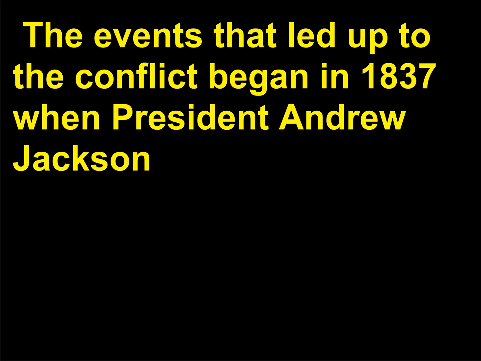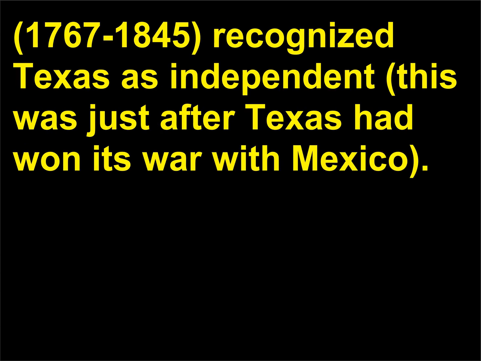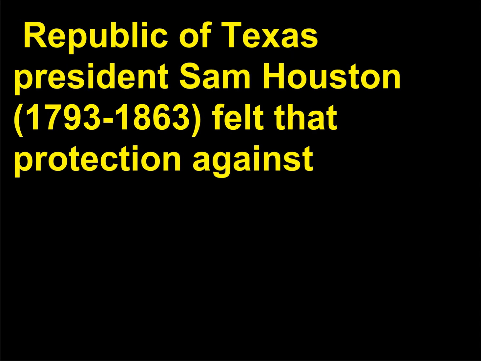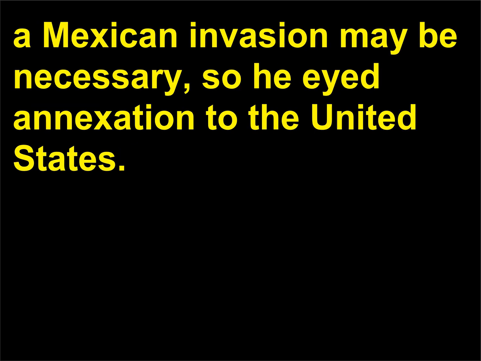The events that led up to the conflict began in 1837 when President Andrew Jackson, 1767–1845, recognized Texas as independent. This was just after Texas had won its war with Mexico. Republic of Texas President Sam Houston, 1793–1863, felt that protection against a Mexican invasion may be necessary, so he eyed annexation to the United States.